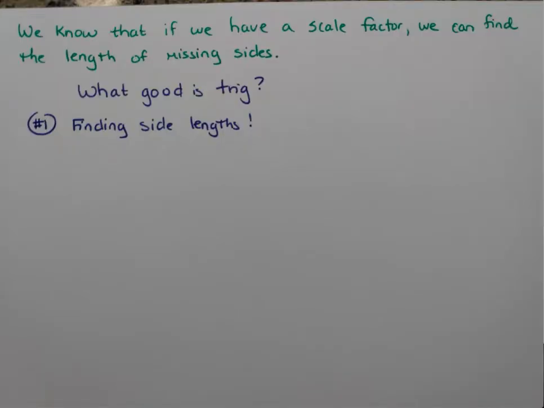Now, if we have a scale factor, we can find the length of a missing side. That's something we've done before, where you're given the scale factor and you're told what's the length of the missing side. So then what good is trig in right triangle form? Why do we need it? Well, the number one thing that trig makes easier for us is when we need to find the length of a side.